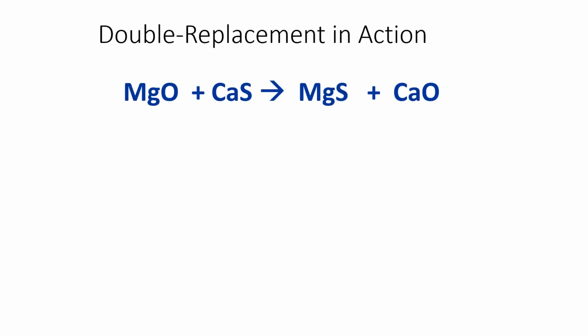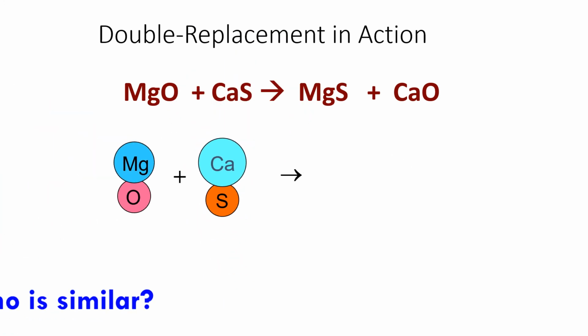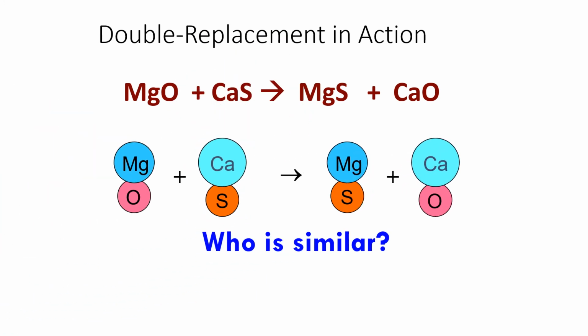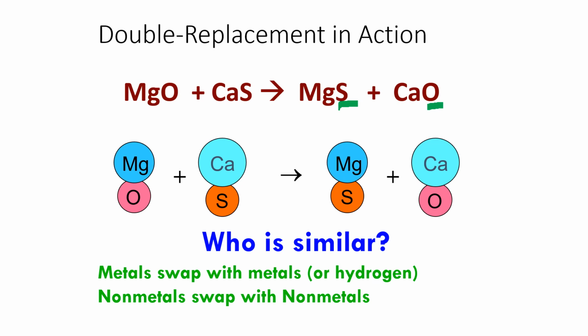So let's have an example. Who is similar? Okay, so we have magnesium is similar to calcium. Both of them are metals. So that is why there is a double replacement. Sulfur now will exchange partner with oxygen, and oxygen now is with calcium, and sulfur now is with magnesium. So metals swap with metals, and non-metals swap with non-metals.